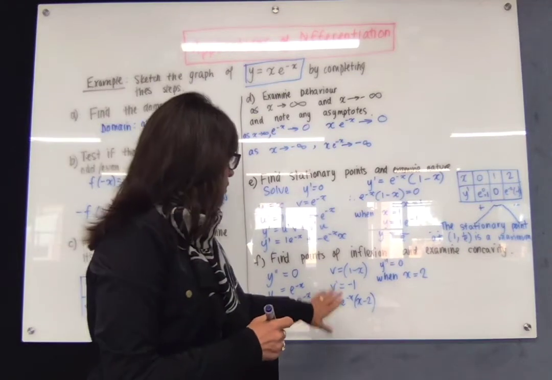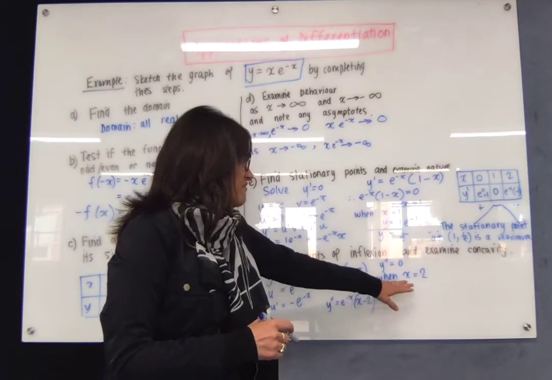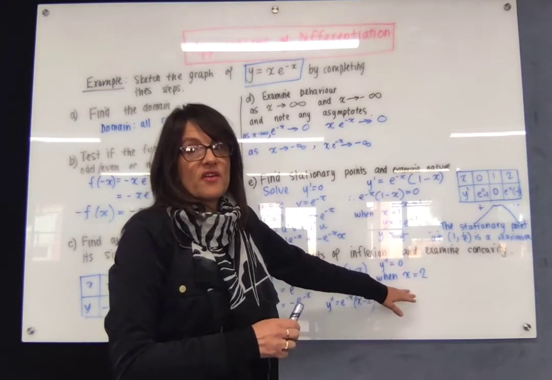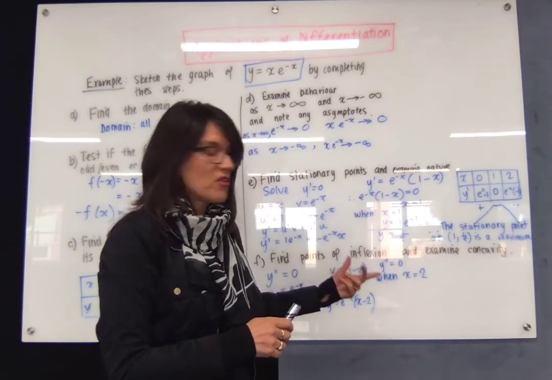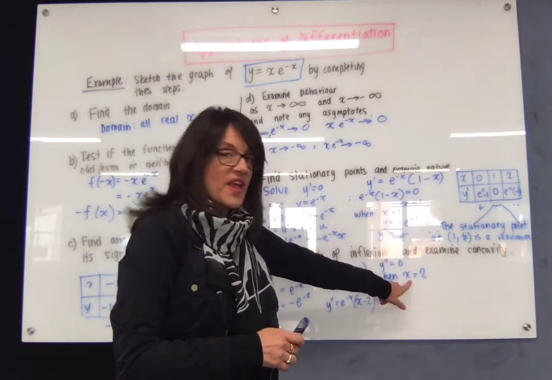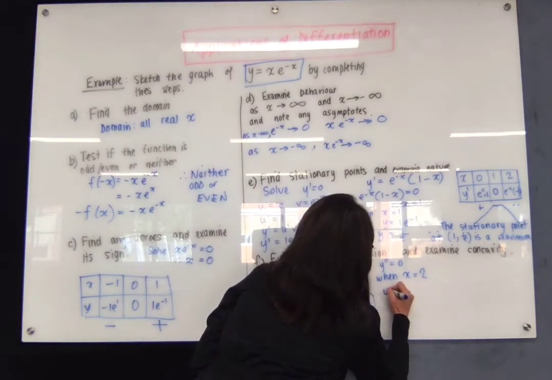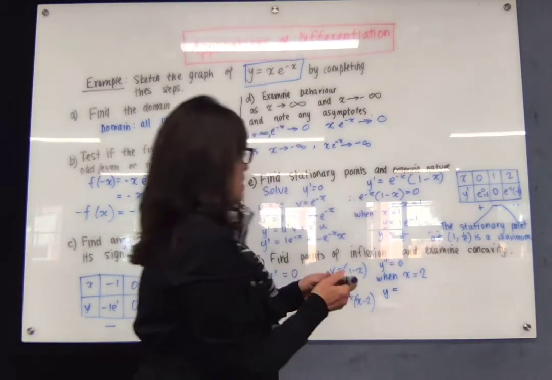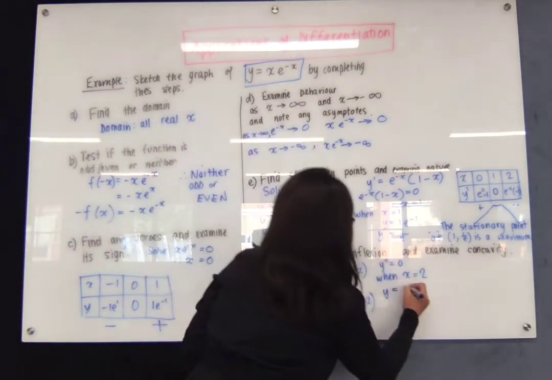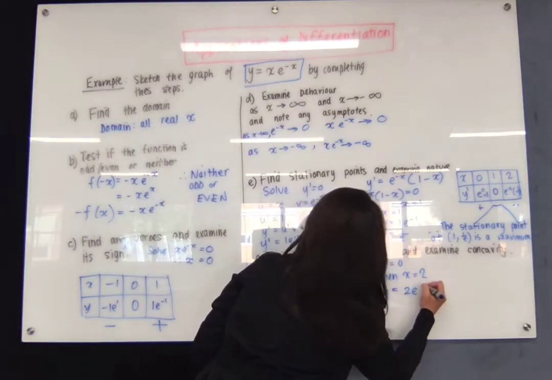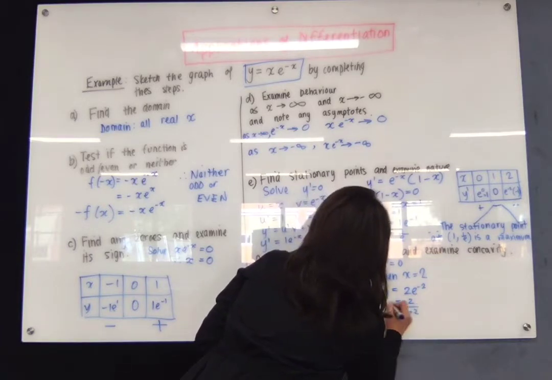Okay, so now we want to find the corresponding y value for this point of inflection, and we need to verify that it is an actual point of inflection by looking at the concavity on either side of this value for x. So first of all, when x equals 2, what's y going to equal? We substitute 2 back into our original function, so we end up with 2e to the negative 2, or in other words, 2 over e squared.